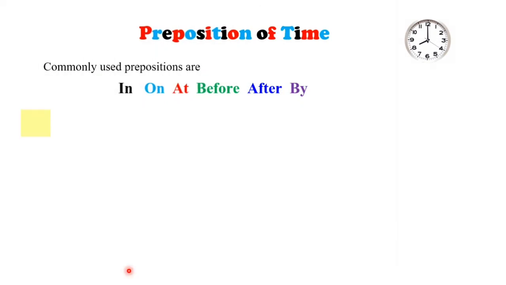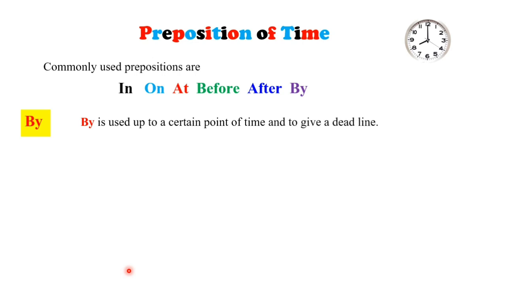Now, by. By is used up to a certain point of time and to give a deadline also. By does not mean a specified time. By is used for any time before that, but that should be a deadline, not beyond that. Suppose you gave a deadline of 3 p.m. You should reach the ground not after 3 p.m. You should reach at any cost before 3 p.m., not exactly 3 p.m. We can say prior to 3 p.m.